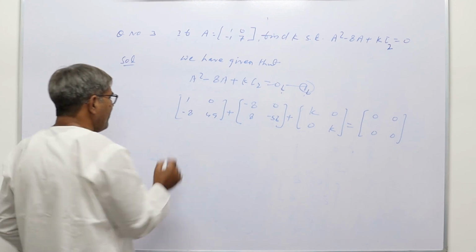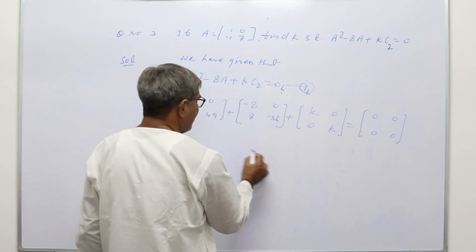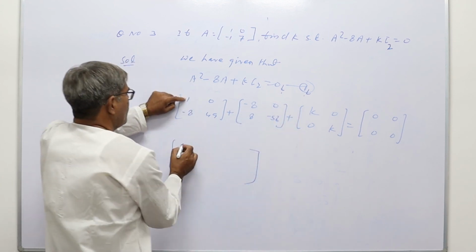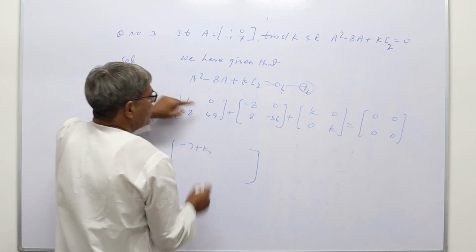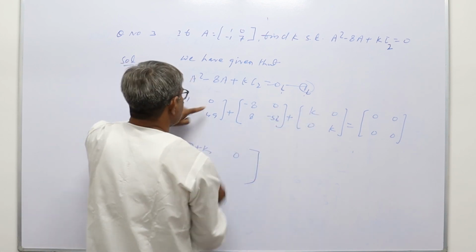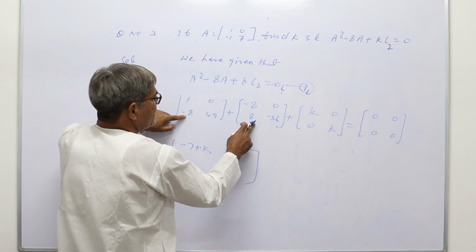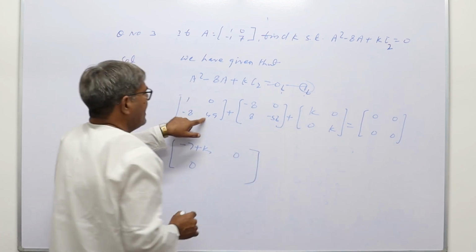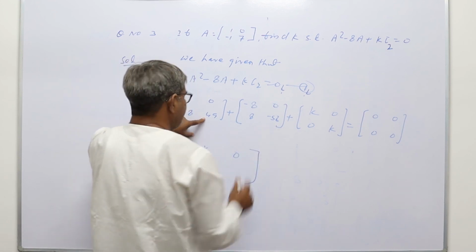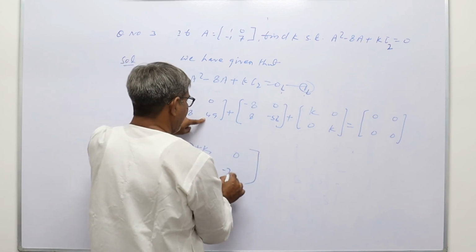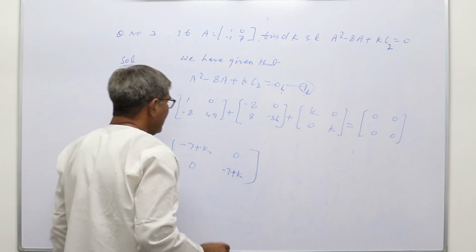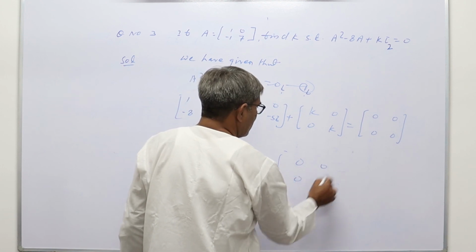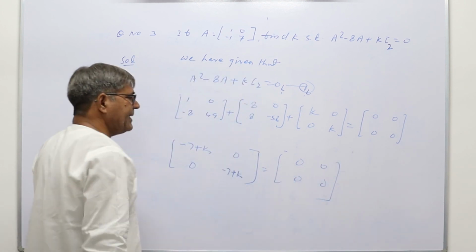So in the left hand side, first the sum of these three matrices: 1 minus 8 plus K, so minus 7 plus K, 0 plus 0 plus 0, that is 0, minus 8 plus 8, 0 plus 0, that will be 0. Then 49 minus 56, that is minus 7 plus K, will be equals to 0, 0, 0, 0. So now these two matrices are equal.